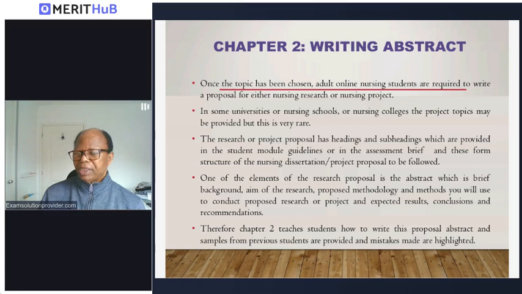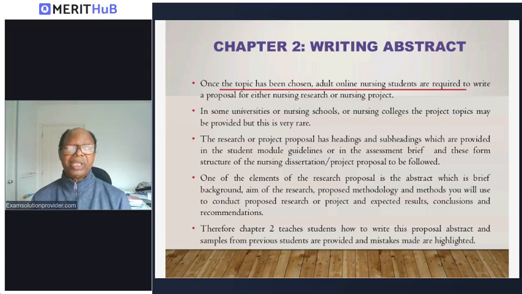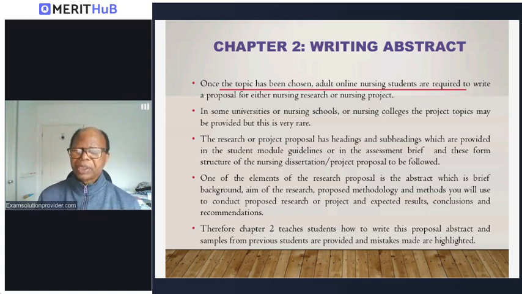Now, in some universities or nursing schools or nursing colleges, particularly, the project topics may be provided. But as I've said already, this is very rare. So you need to come up with your own topics. And then you are guided on how to choose the topics from chapter 1. So the research or project proposal has headings and subheadings. Sometimes they call these themes and sub-themes.